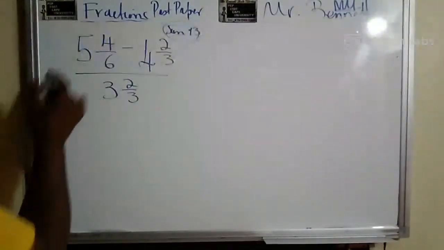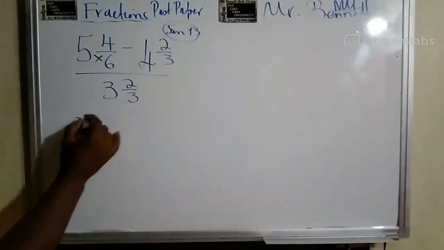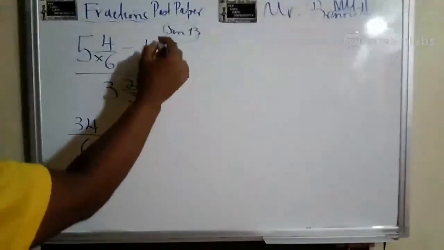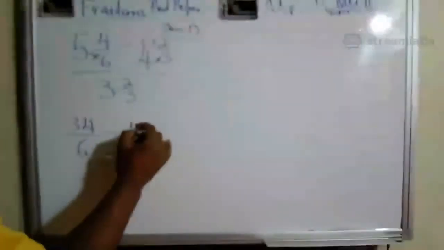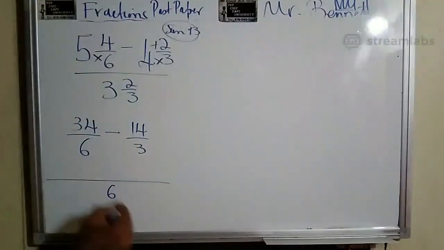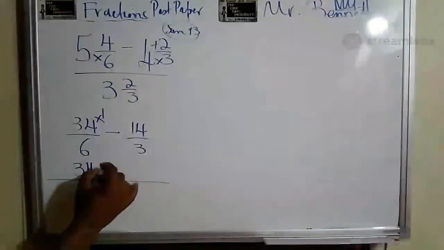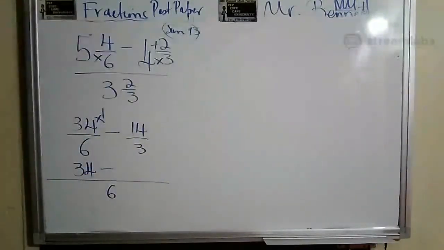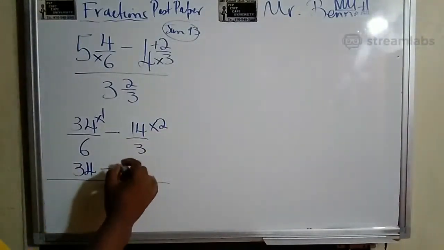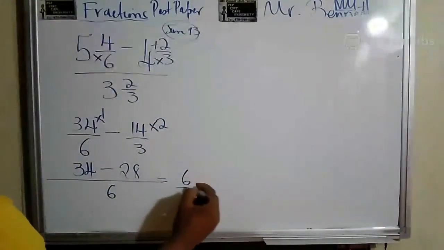Alright, so work the top first. So 5, 6, 30 and that 34 over 6 minus 4 times 3, 12 plus 2, that's 14 over 3. We'll find the lowest common multiple, which is 6. 6 into itself 1. We multiply by that, so 34 times 1. Remember guys, anything times 1 is the anything. Alright? 3 into that goes 2 times. So 2 times that gives us 28. 2 more makes 30 and 4, so that's 6 over 6.